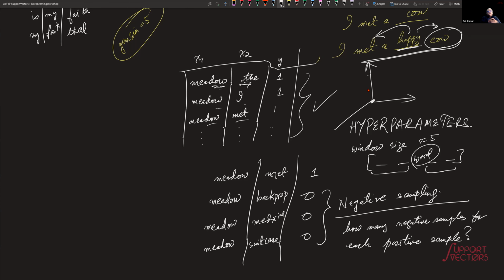So you need to pick a number, 3, 4, 5, whatever it is. Pick your number. How many negative samples are you going to produce? Now that you have produced these negative samples, you realize that the neural network cannot play a clever trick and immediately give all the vectors the same value, because then these two will not be orthogonal to each other. Meadow and backprop will not be perpendicular to each other. Isn't it, guys?